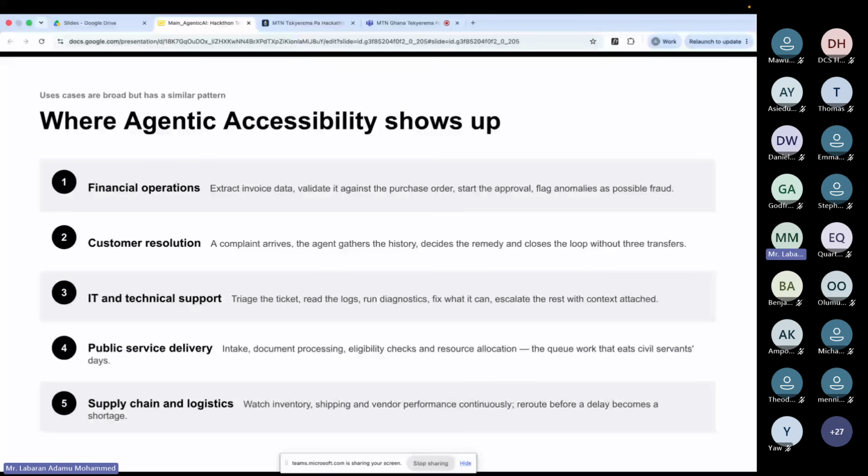In IT technical support too, we can have your agent run diagnostics and report bugs and issues to us, and if the agent finds a critical issue, it can escalate or attach context to your team, so your team can pick it up very quickly. That's one part. Another one is public service delivery.